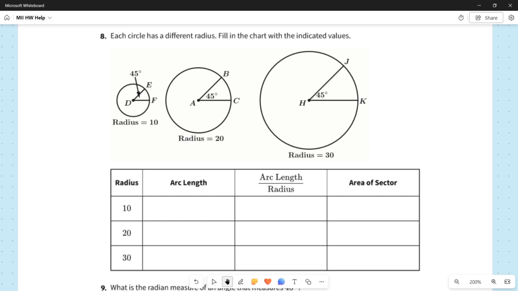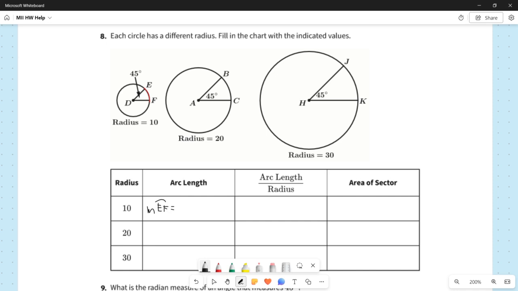And our second column is asking us to find the arc length. What that means for our small circle is we're looking for the length of arc EF, the length of that guy right there. And if I want the length of that, we'll say the measure of arc EF.